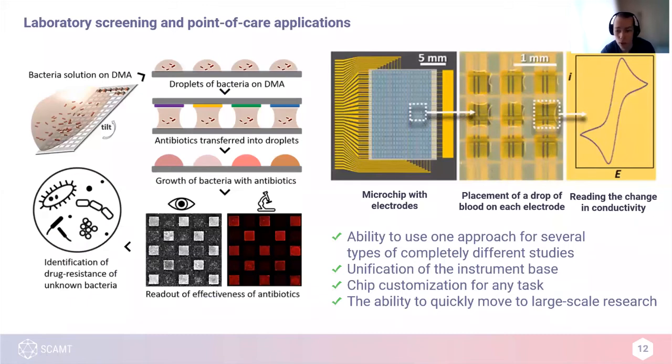If we go further to some applied approaches, it's different laboratory screening techniques and point-of-care applications. So you can use, for example, a biopsy from a patient. Take some cancer cells from a human and test some anti-cancer drugs to understand which drug is best used to treat this patient. So basically, it's an unlimited number of different approaches that you can imagine using this droplet microarray technique.